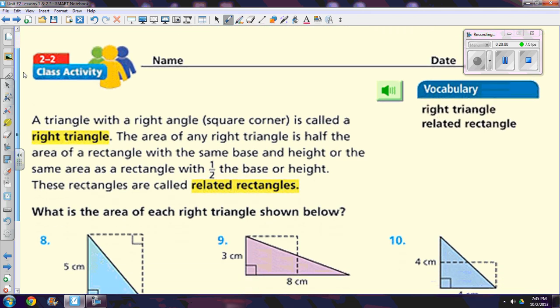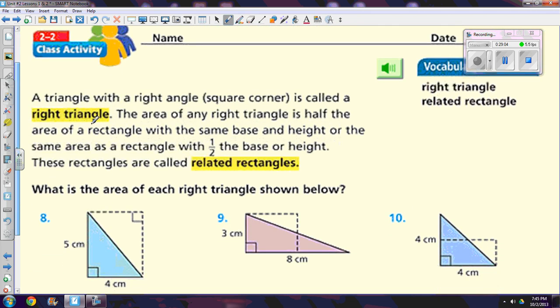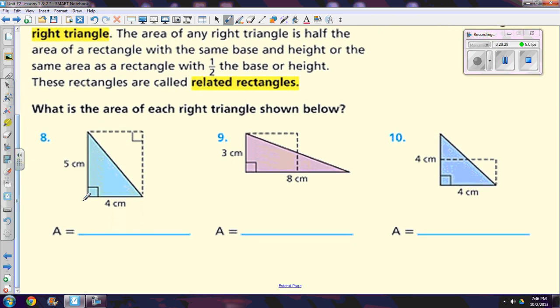So we have a triangle. This is on page 48. A triangle with a right angle, square corner, is called a right triangle. The area of any right triangle is half the area of a rectangle with the same base and height, or the same area as a rectangle with half the base or height. These rectangles are called related rectangles. So what is the area of each right triangle shown below? If you look at number 8, what is the area of each right triangle shown below?